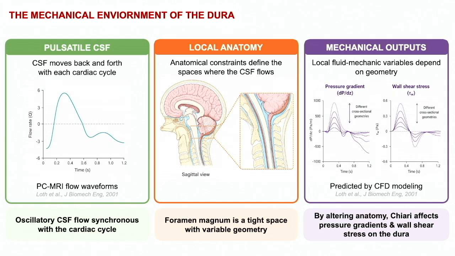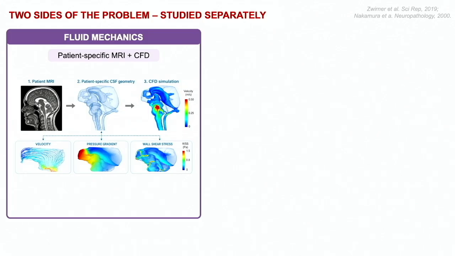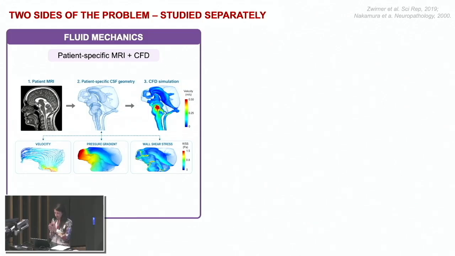At the center of that region is the foramen magnum, and that's the opening through which the CSF normally passes. And in Chiari, that's the region where the tonsil descends, and that effectively decreases the space available for CSF motion. And we've seen beautiful images about that. So at this point, I hope that these two sides of the problem may begin to come together.